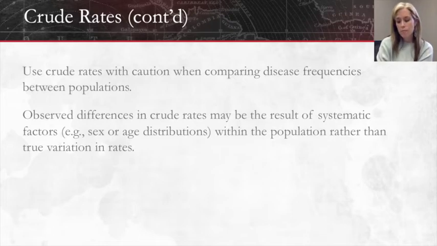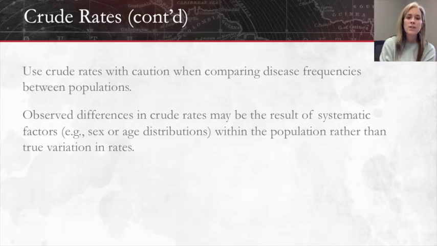So here's the problem with crude rates. You have to really use crude rates with caution, because they're crude rates. They're just simply a numerator over a denominator. And when you're trying to make comparisons, you have to really make sure that you're comparing apples to apples, oranges to oranges, okay? So observed differences in crude rates may be the result of systematic factors within a population rather than the fact that, okay, there is a true variation in rates.